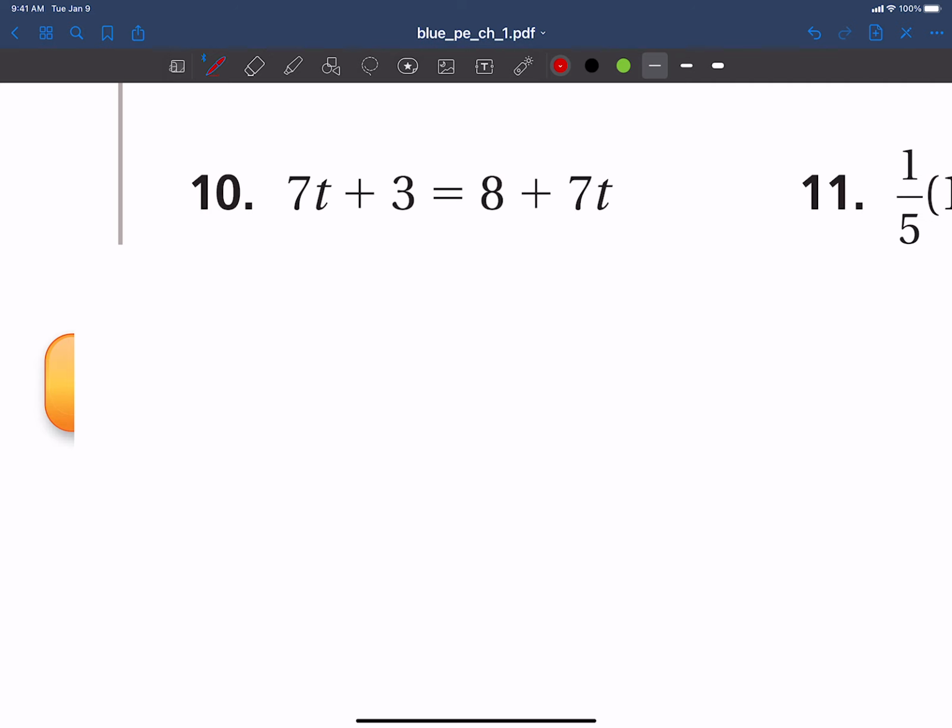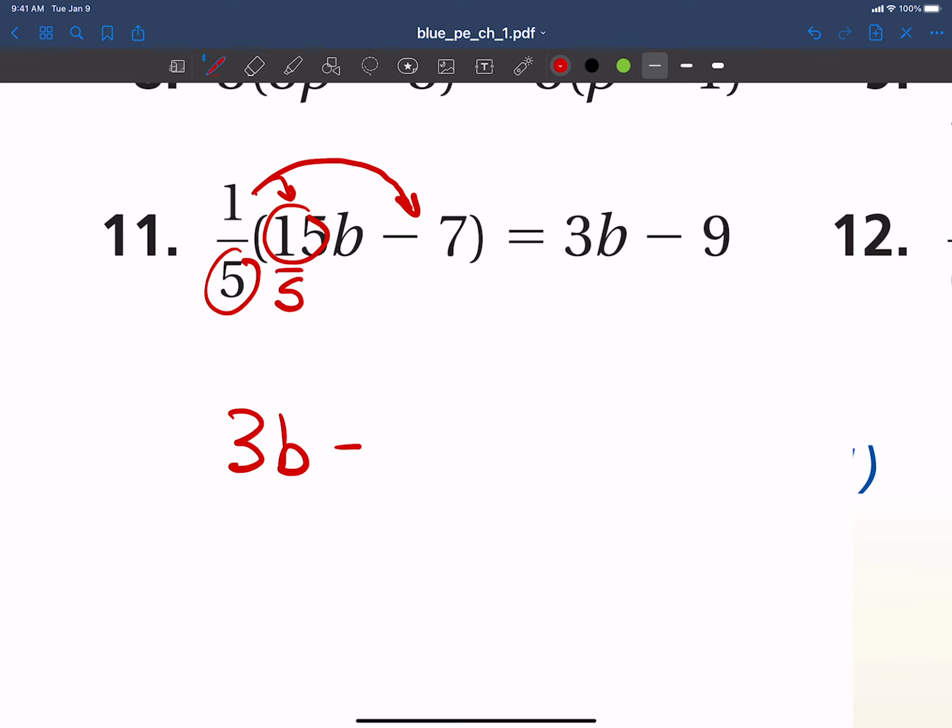Let's do number 11. Distribute first. Now remember, when you're multiplying a fraction by a whole number, it's basically like saying 15 over 5, so it's just dividing. That's going to be 3b. What's 1/5 times negative 7? I know a positive times a negative is still a negative, right? It's just going to be 7 divided by 5, which is negative 1 and 2/5.